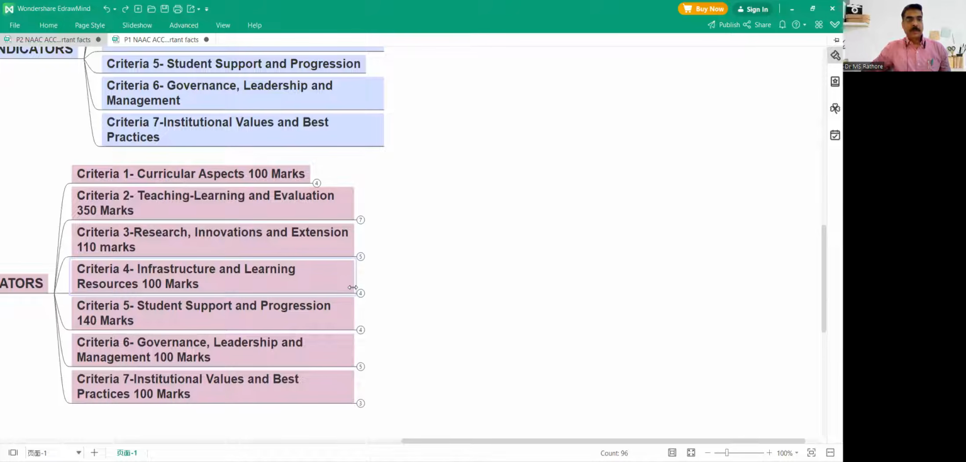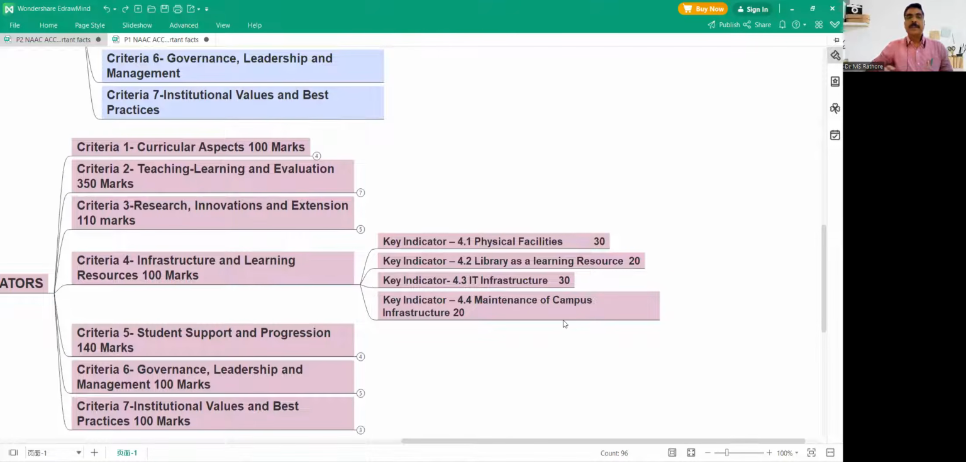Now let's come to the criteria 4, that is infrastructure and learning resources, carrying 100 marks. And there are 4 key indicators. The key indicator 4.1 is concerned with the physical facilities, comprising 30 marks. The key indicator 4.2 is about the library as the learning resources, comprising 20 marks, how well the library is established there. And then the key indicator 4.3 is concerned with the IT infrastructure.